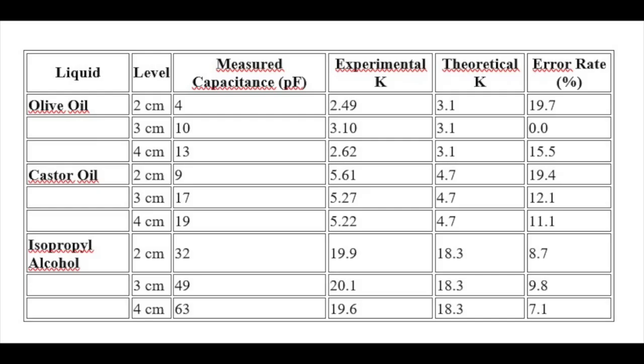Overall, the experimental dielectric constants were fairly close to known values, around 3.5 for olive oil, 4.7 for castor oil, and 18.3 for isopropyl alcohol. My errors range mostly between 7 and 20%, with olive oil at 3 centimeters being the only perfect match, which got me thinking about what went wrong in the other measurements.